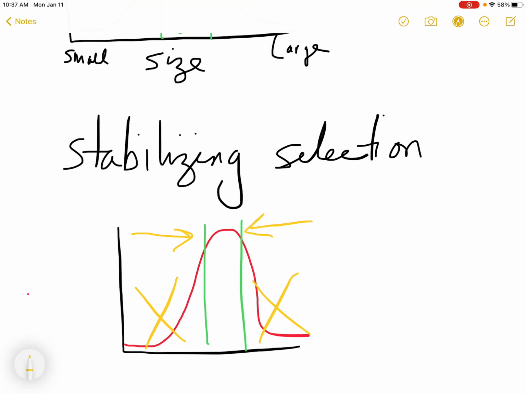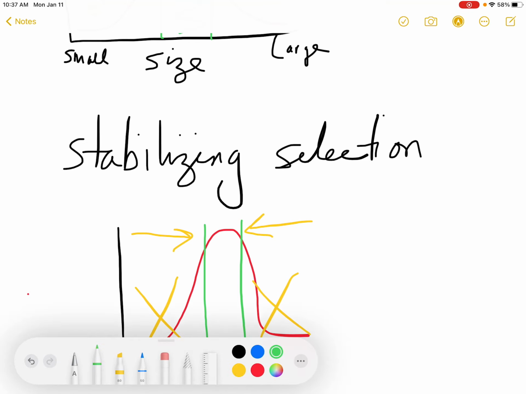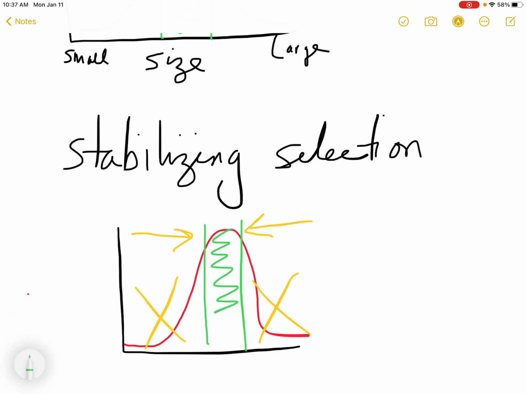It would push the graph inwards like this, and it would cause the population to sort of move towards the most intermediate of the trait, the intermediate heights. In our case, it would wipe out very large and very small, and it would leave behind those that were in the middle, stabilizing. So it pushes the curve towards the middle.